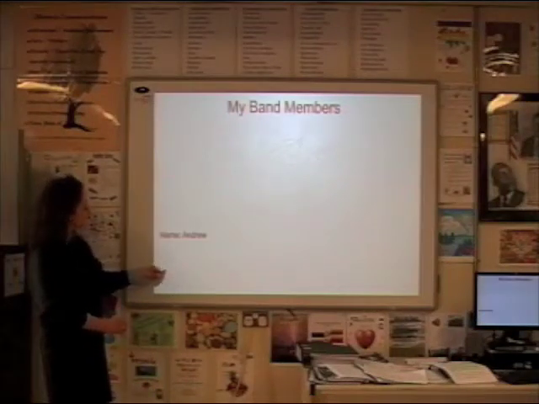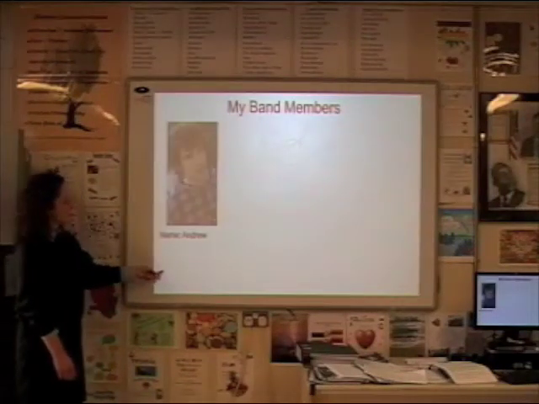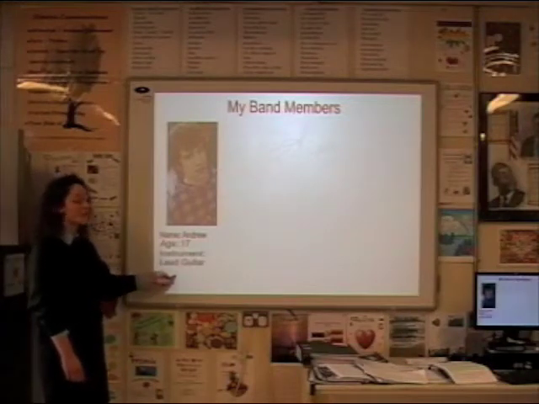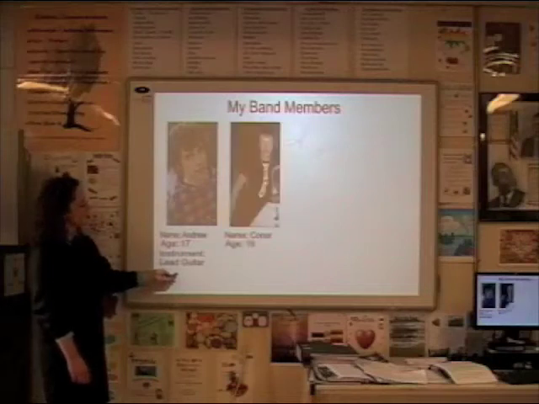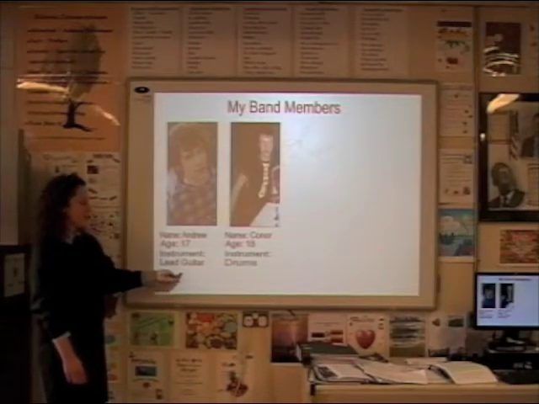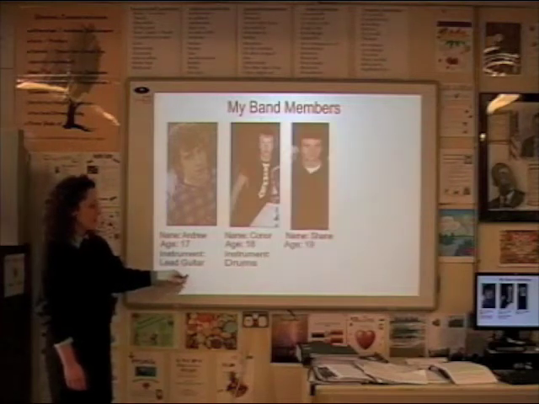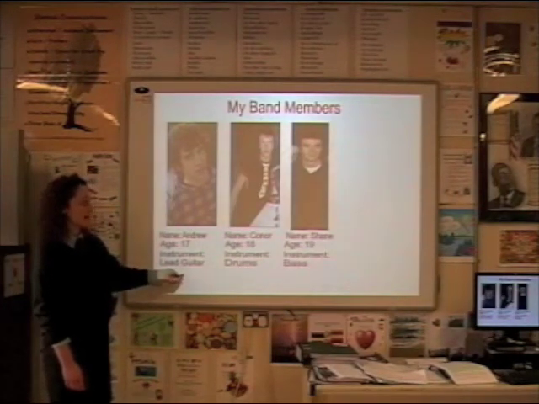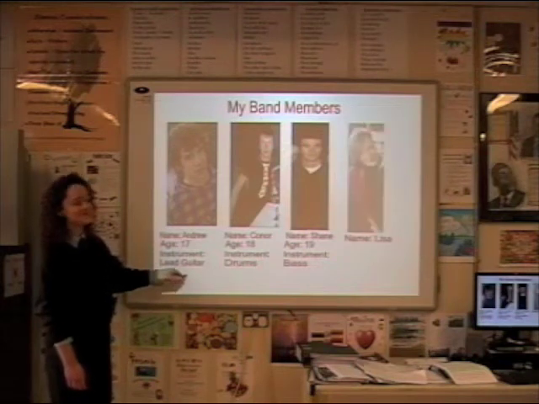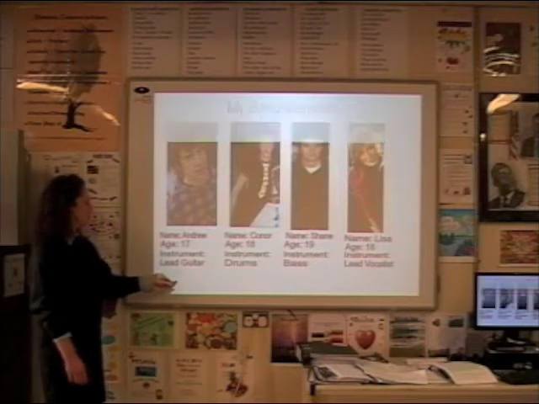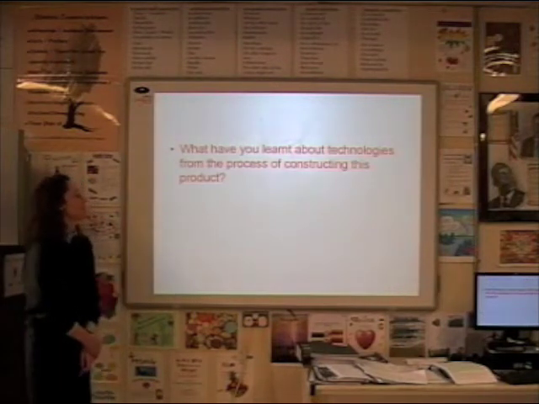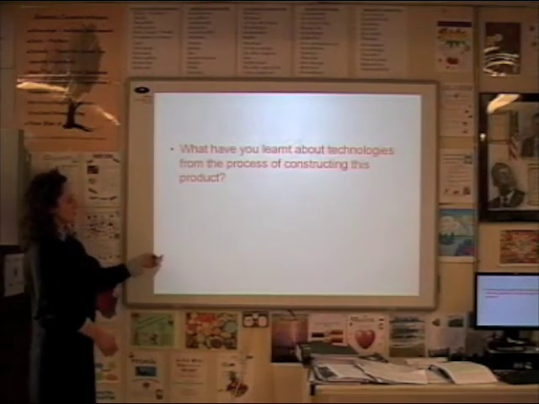My band members. Okay, so this is Andrew. He's 17 and he was used as the lead guitar. Connor, 18. He was used as the drummer in my band. Shane was 19, instrument, bass. And Lisa, 18, instrument, lead vocalist.